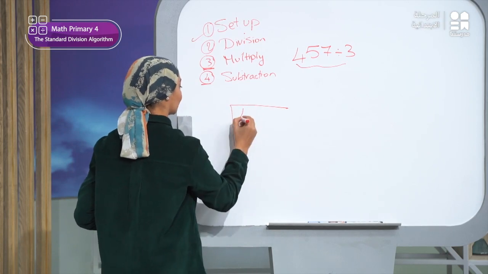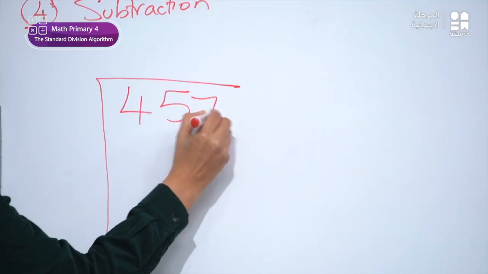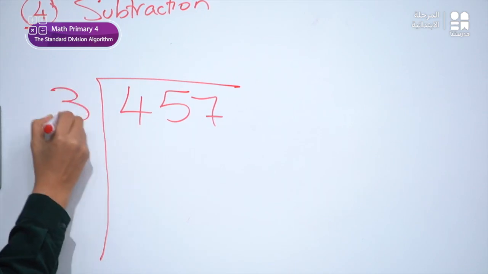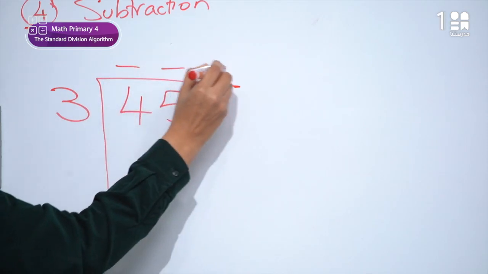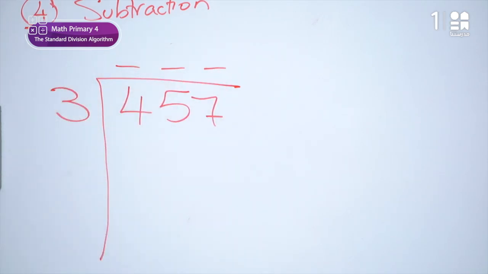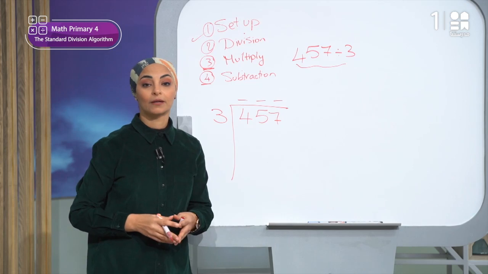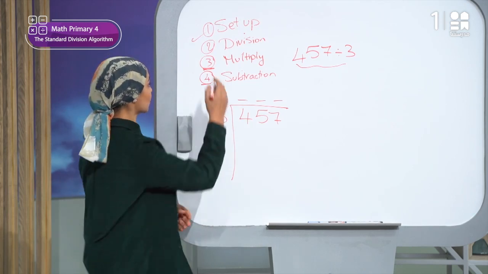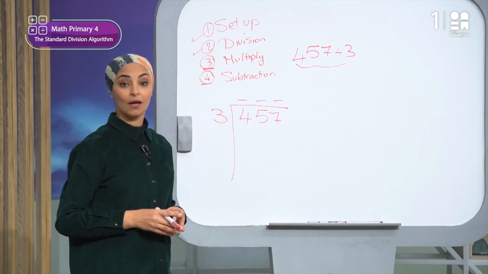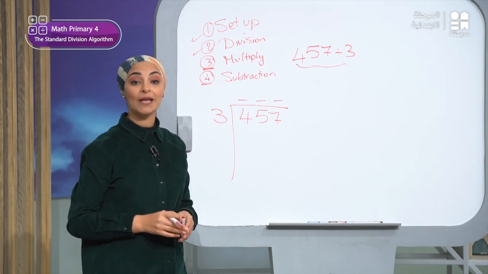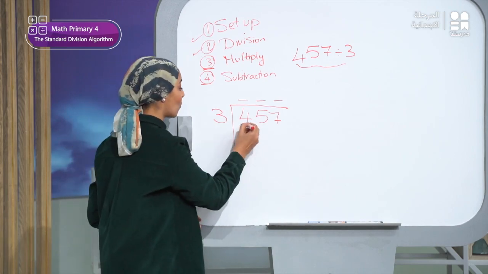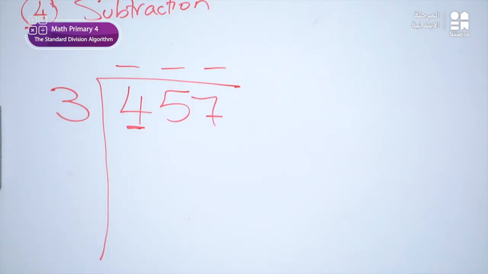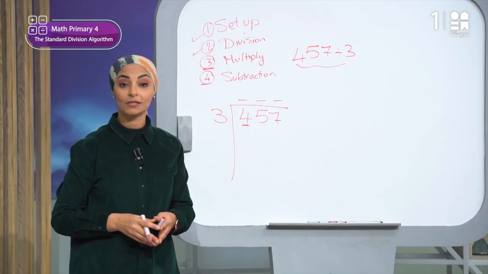Here I will write 457 under the line and the divisor, which is 3, at the right side, and I will write the quotient or my answer up. Okay, then let's move to step number 2, which is the division. I will start with the digit in the place with the highest value of the dividend, which is 4. Okay, the 4 is in the 100 place, so it is 400, right?